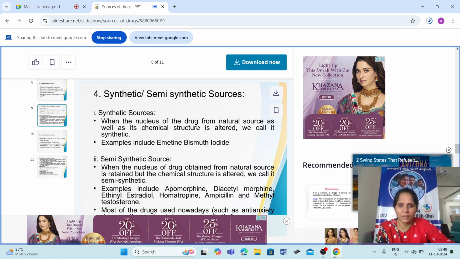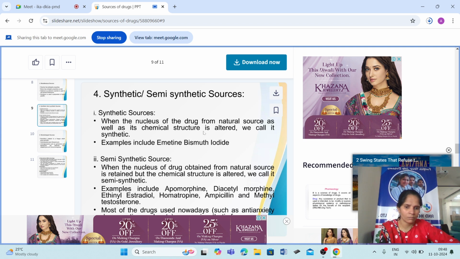When the nucleus of the drug from the natural source as well as its chemical structure is altered. So what we are altering in case of synthetic, you will alter the nucleus as well as the total chemical structure, whatever it is having. What is semi-synthetic? Source and structure both are altered, ma'am. No, what you will alter in case of semi-synthetic? Is it the total structure or only some of the structure that will be altered? Total structure, ma'am. In case of synthetic or semi-synthetic? Semi-synthetic.